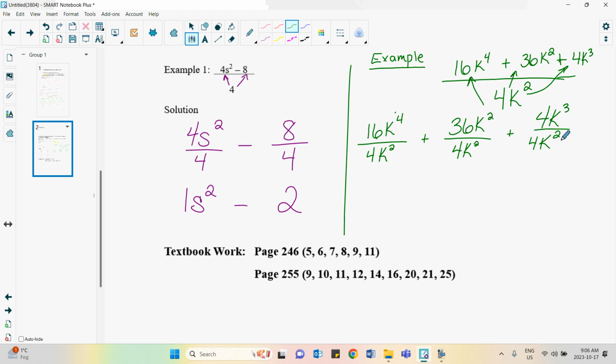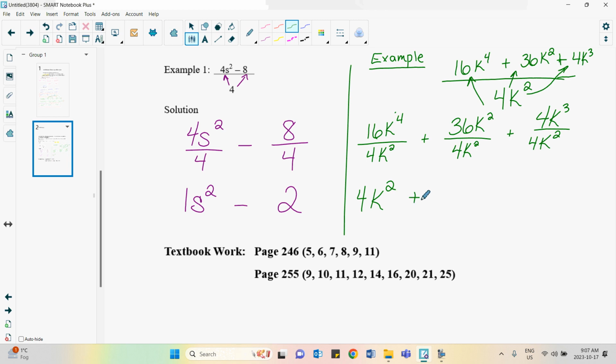Now we're going to divide. What's 16 divided by 4? 4. Okay, now we're going to use our exponent rules. They have the same base. K to the exponent 4 divided by k squared. So that's law number 3. You keep the base of k, and what do we do to the exponents? We subtract them. So 4 minus 2, we always start with the top. 4 minus 2 is 2.